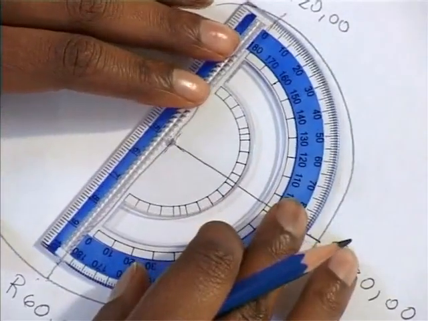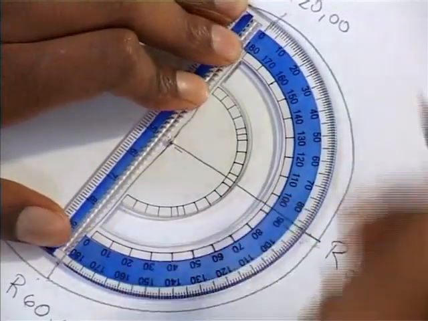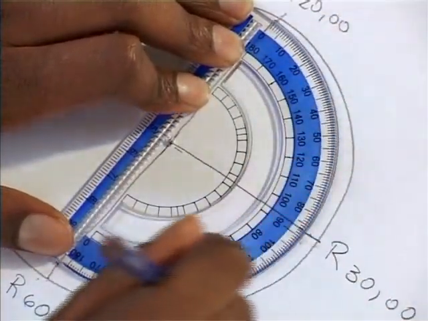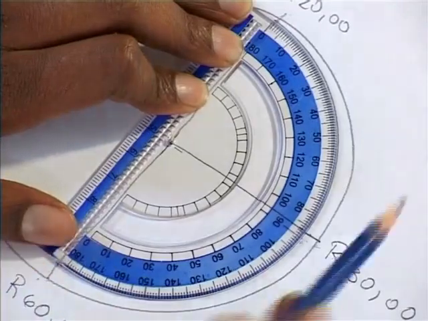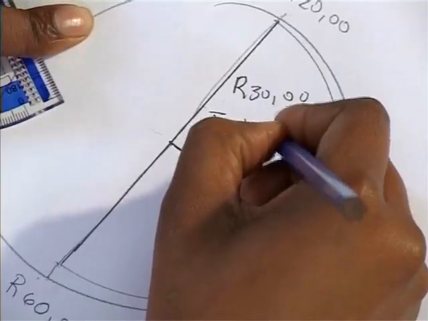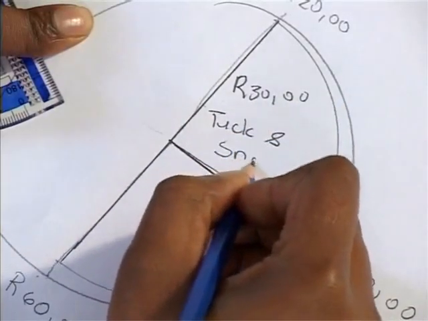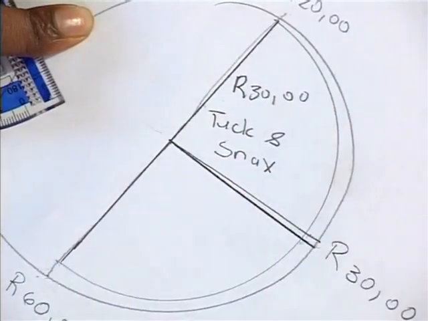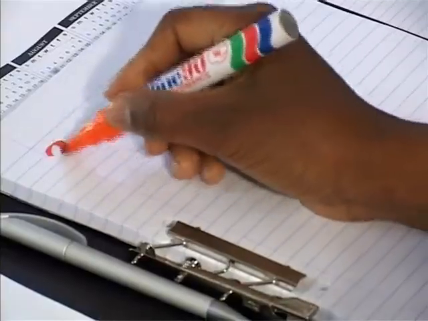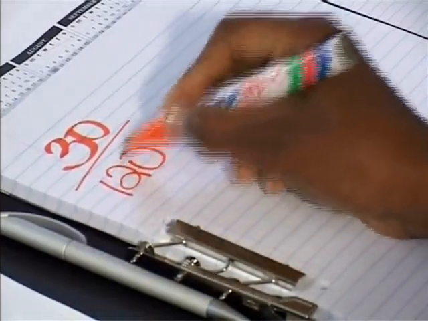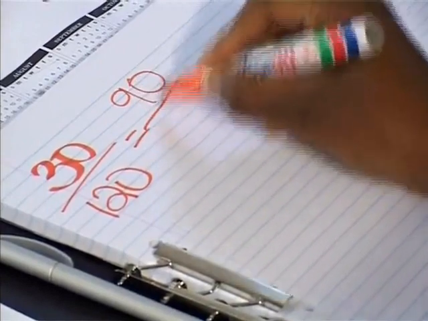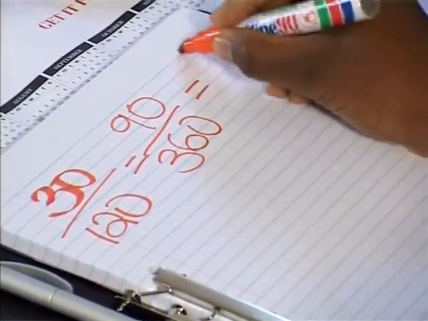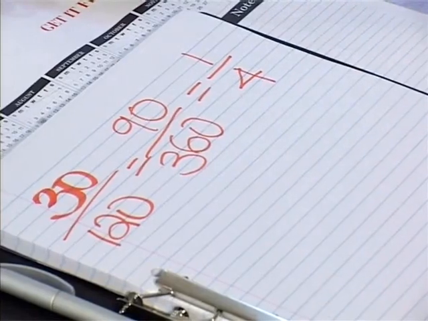Mrs. M, the segment that you've drawn doesn't represent exactly a quarter of a whole. Look, if I wanted to measure exactly a quarter of a circle, I'd have to divide 180 by 2 and then draw in exactly 90 degrees between the two segments. This segment is exactly a quarter and accurately represents 30 Rand that I've allocated for tuck and snacks out of the 120 Rand whole. Can you see that 30 out of 120 and 90 out of 360 are both equal fractions, and they both represent 1/4.